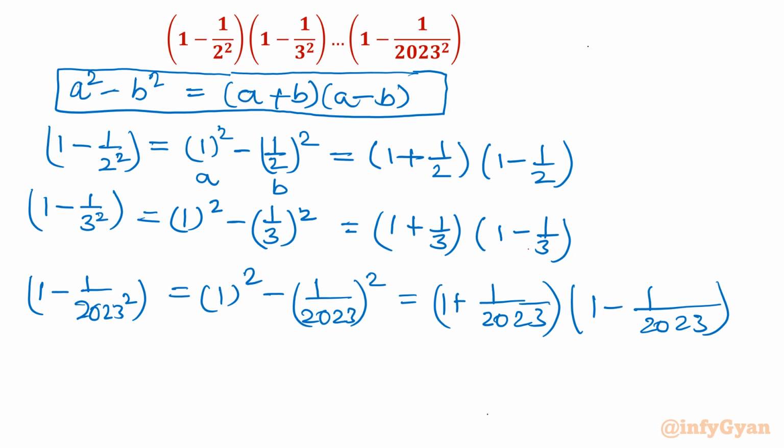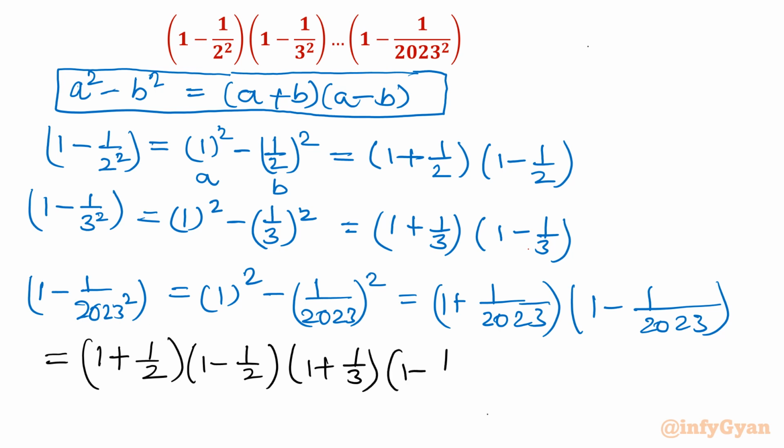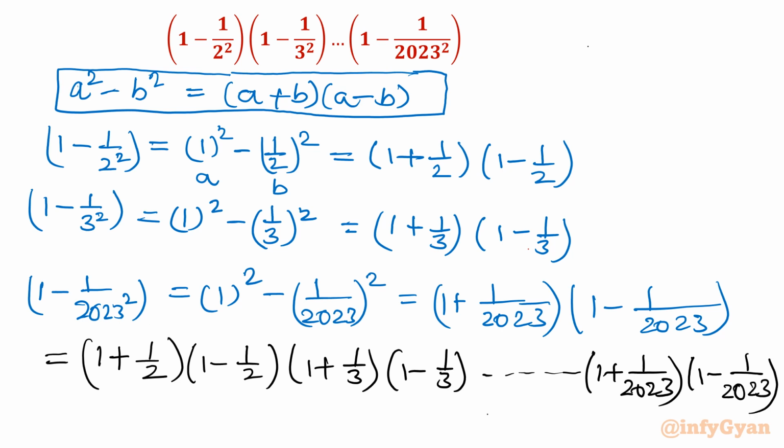What we have collected now is 1 plus 1 over 2 times 1 minus 1 over 2, 1 plus 1 over 3 times 1 minus 1 over 3, dot dot dot, and the last term of the sequence, 1 plus 1 over 2023 times 1 minus 1 over 2023. Now I am going to collect the brackets with a positive sign in between in one basket, and the negative sign brackets in the second basket. So let me do it.